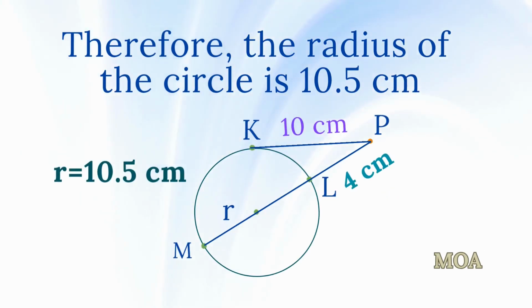Therefore, the radius of the circle is 10.5 centimeters. Final answer: the radius is 10.5 centimeters.